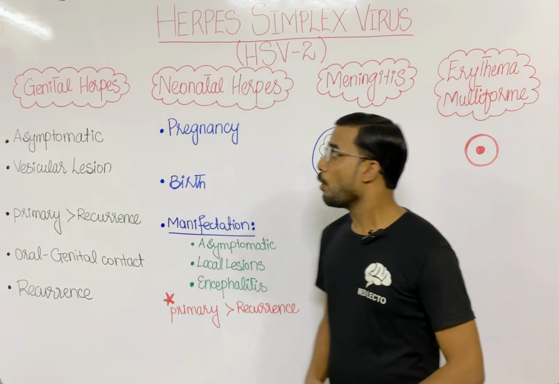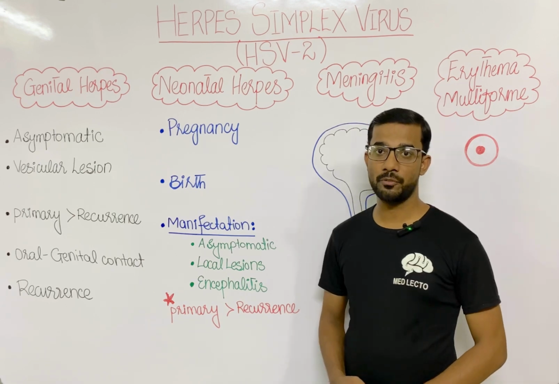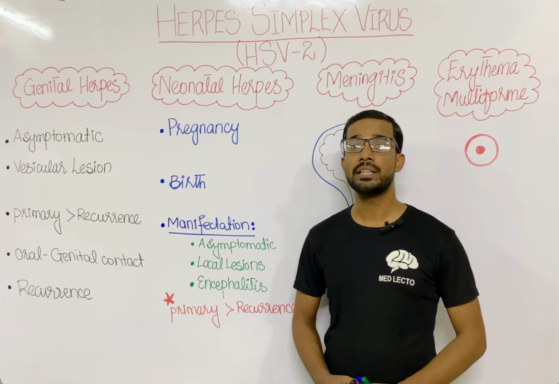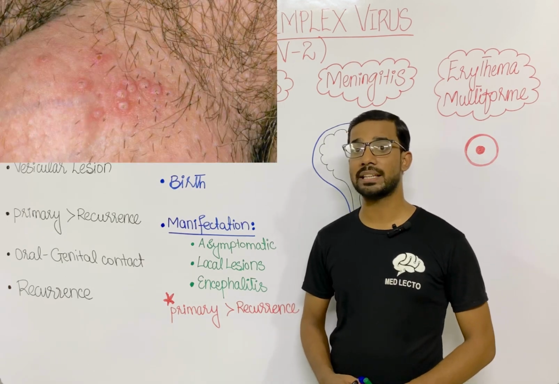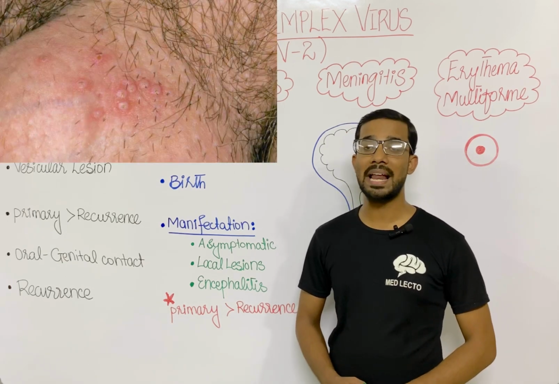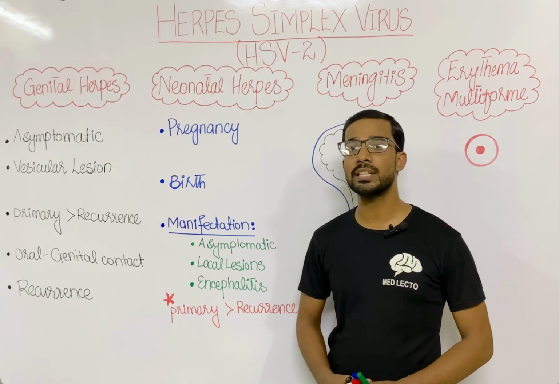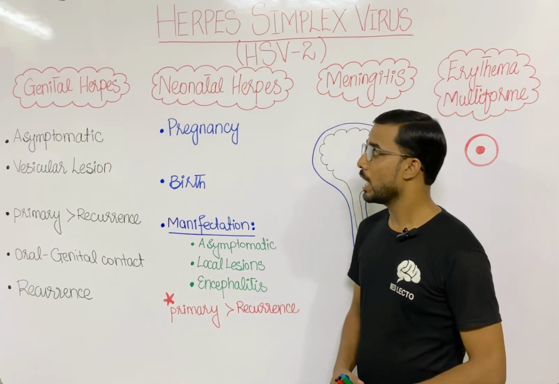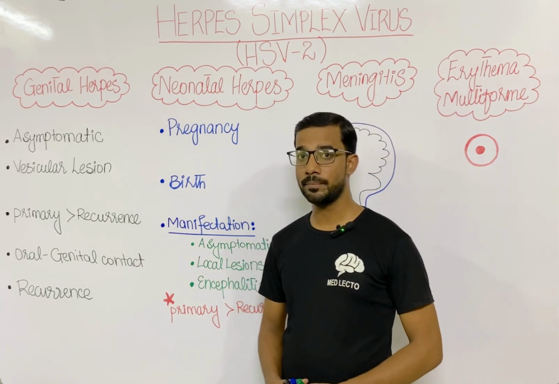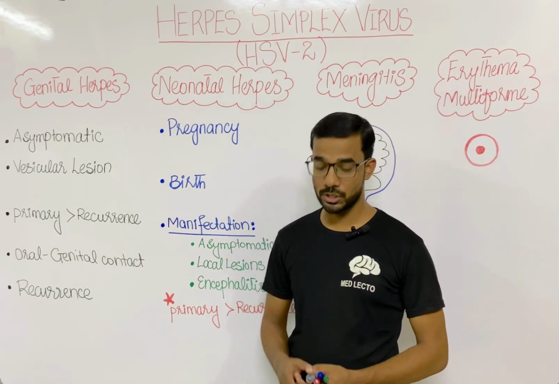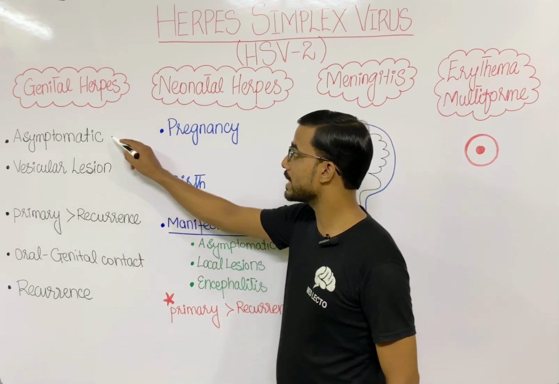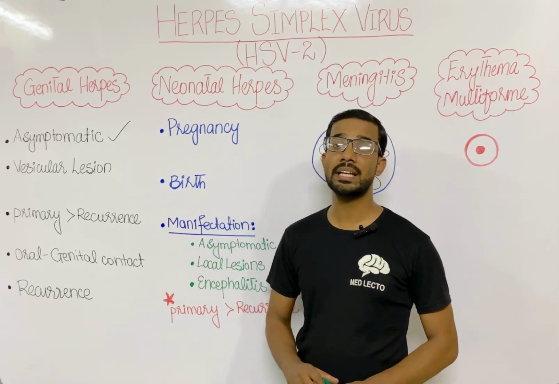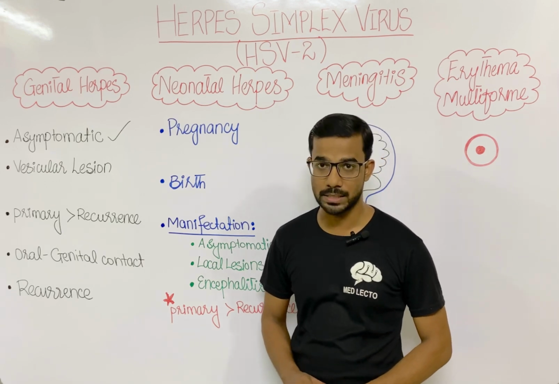Okay, the first manifestation is genital herpes, in which you will see vesicular lesions at the genitalia, in both males and females, and you can also see vesicular lesions at the anal part as well. An important thing to remember is that in the majority of cases you will see the asymptomatic stage. There will be no lesions in asymptomatic persons.